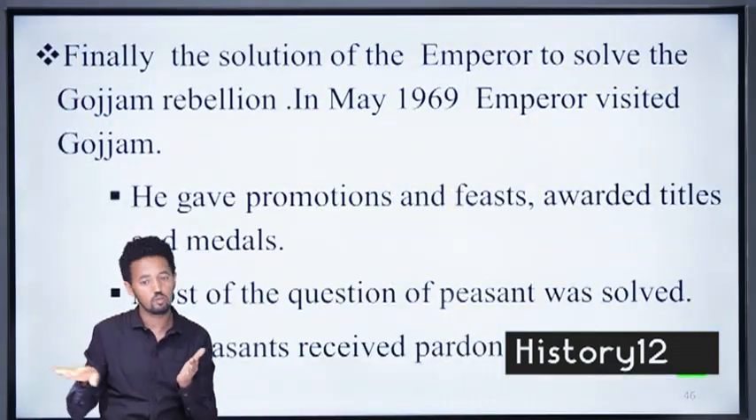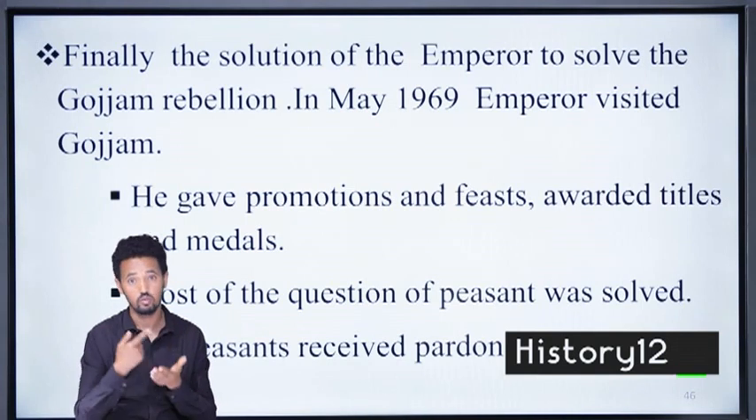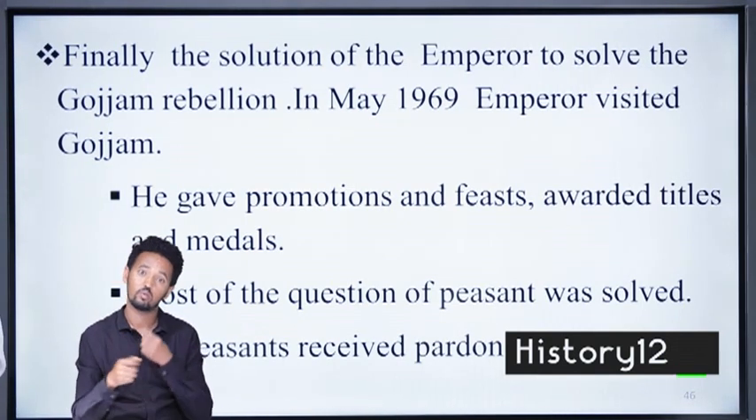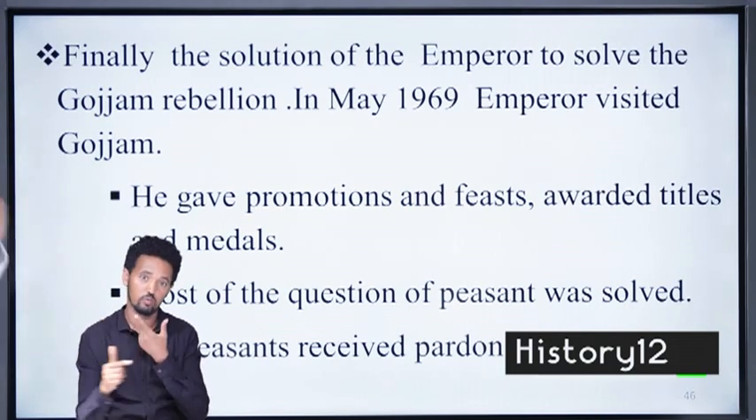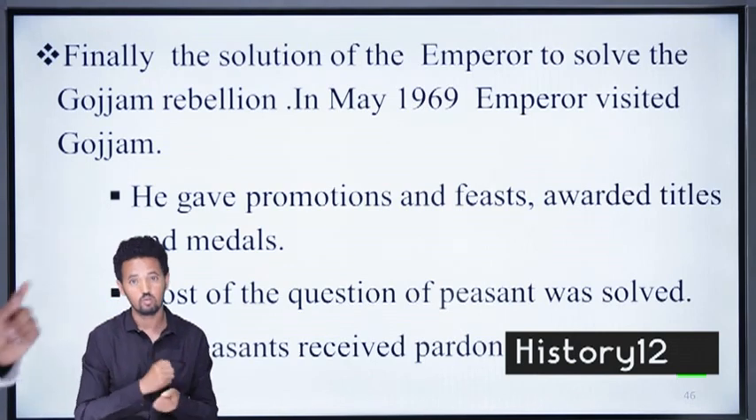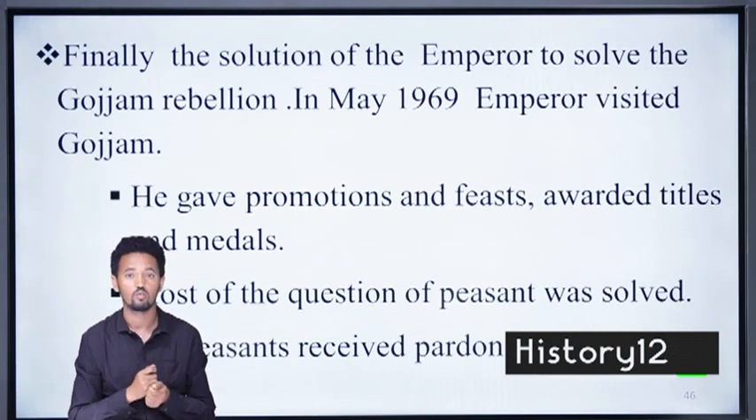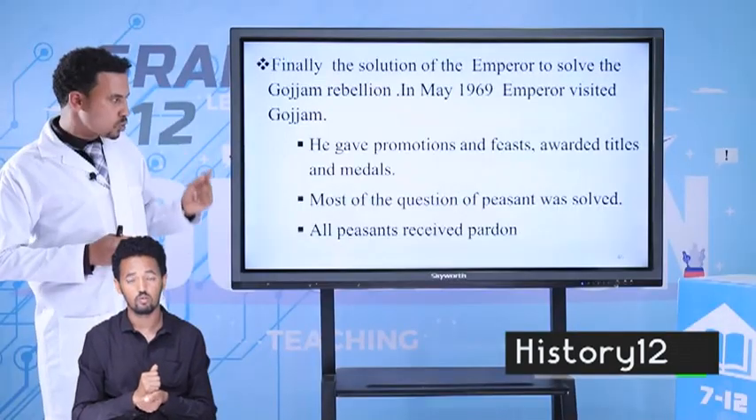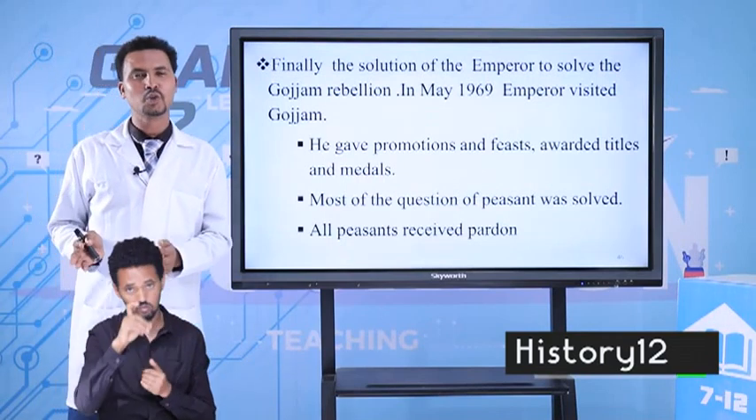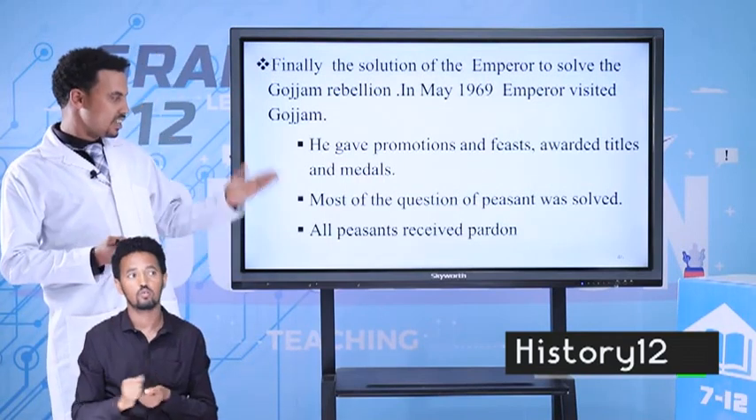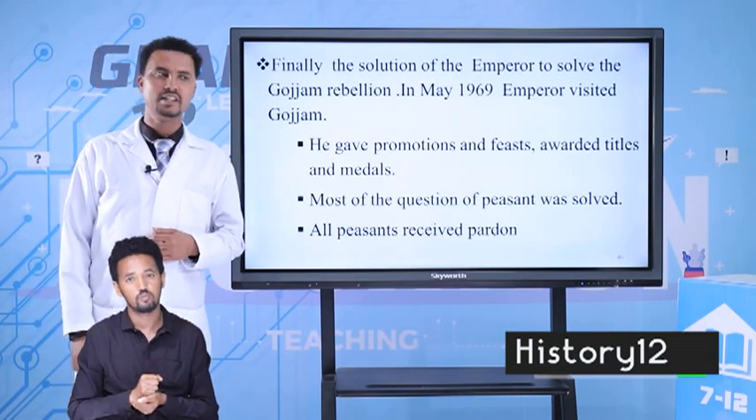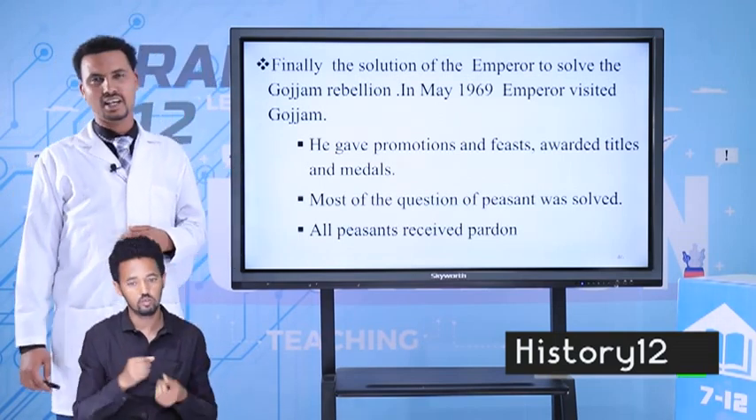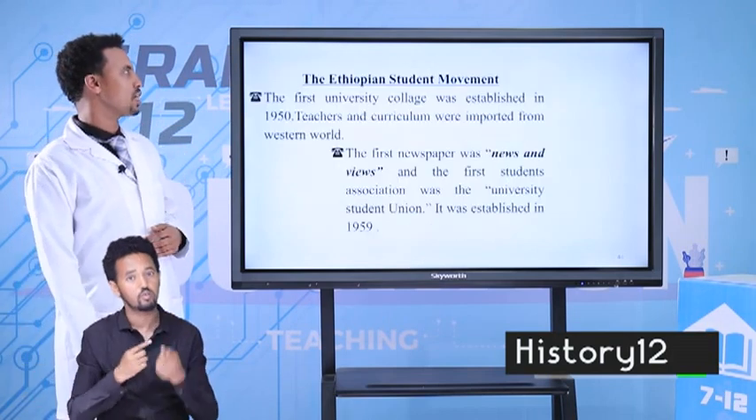Finally, the solution of Emperor Haile Selassie to this rebellion: in May 1969, Emperor Haile Selassie visited Gojam. The emperor gave promotions, festive awards, titles, and medals to the peasants. Most of the questions of the peasants were solved. Then the peasants received pardon. By this action, Emperor Haile Selassie solved the problem of Gojam.